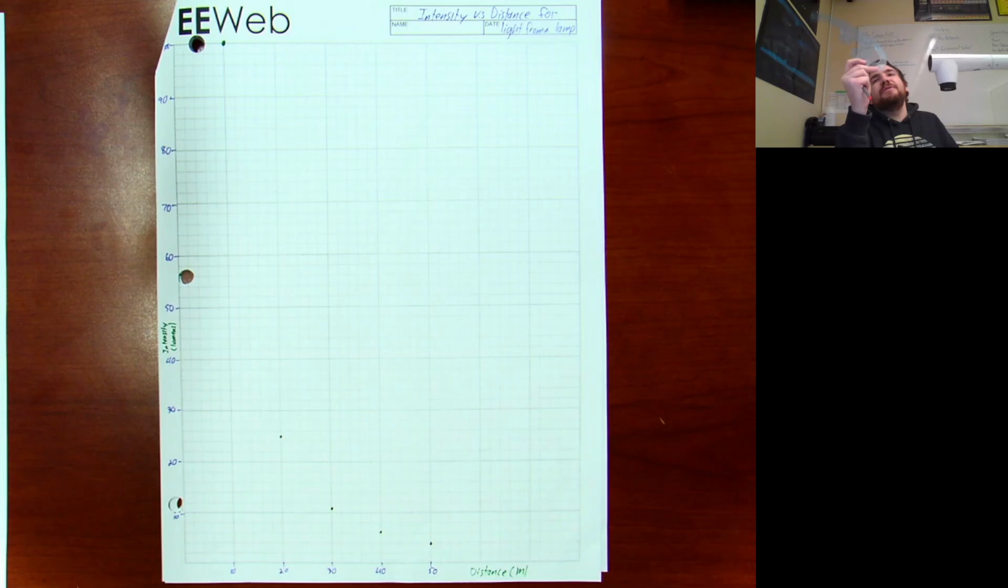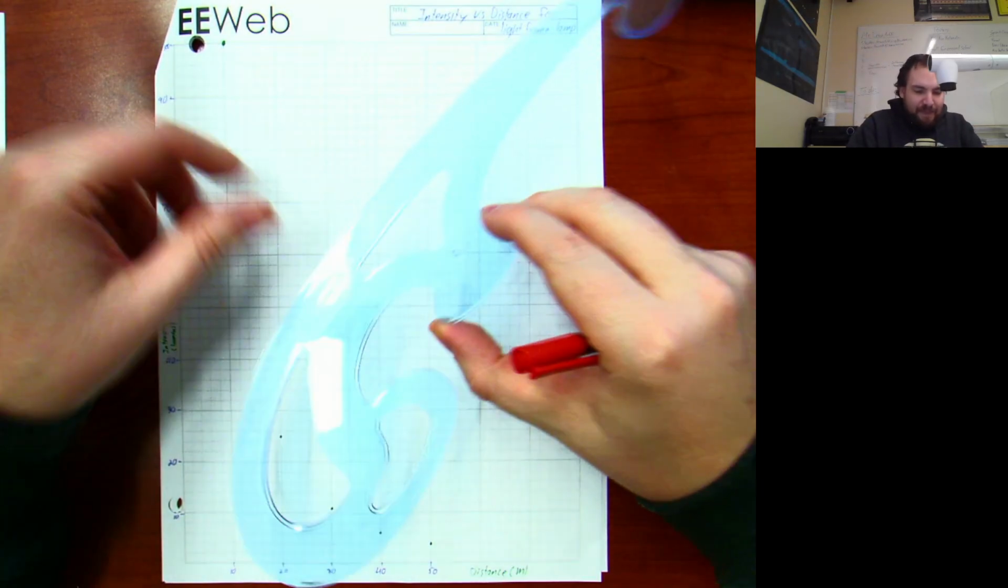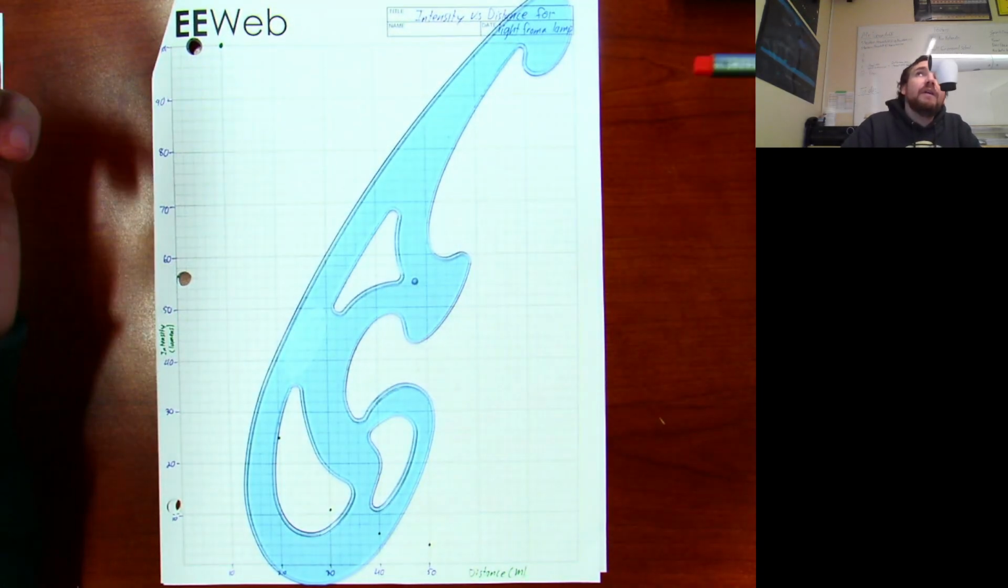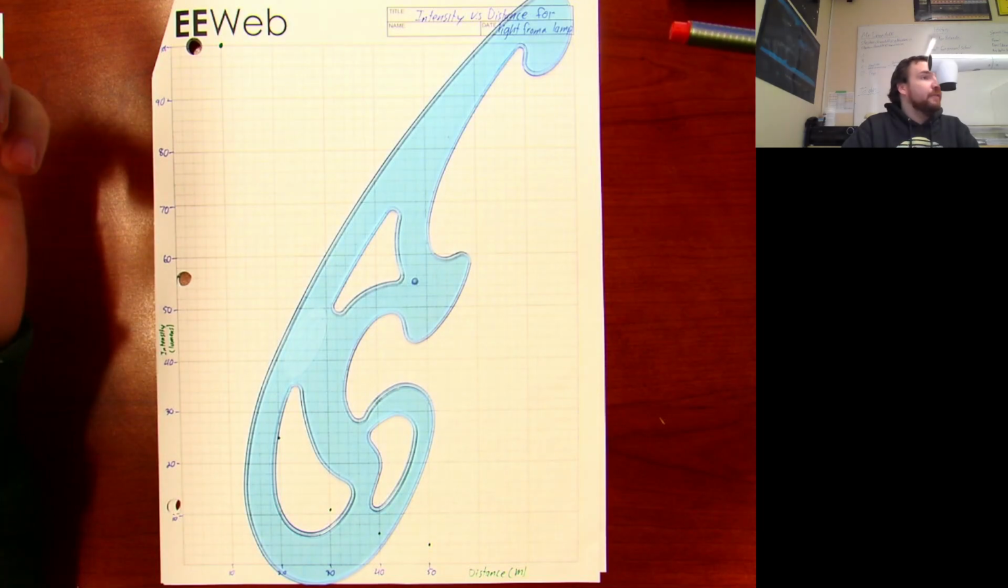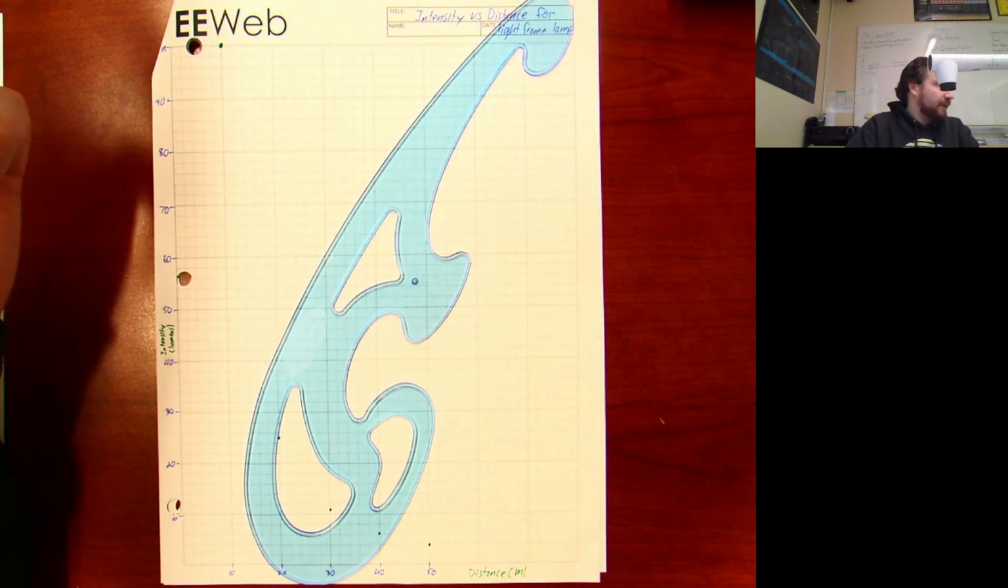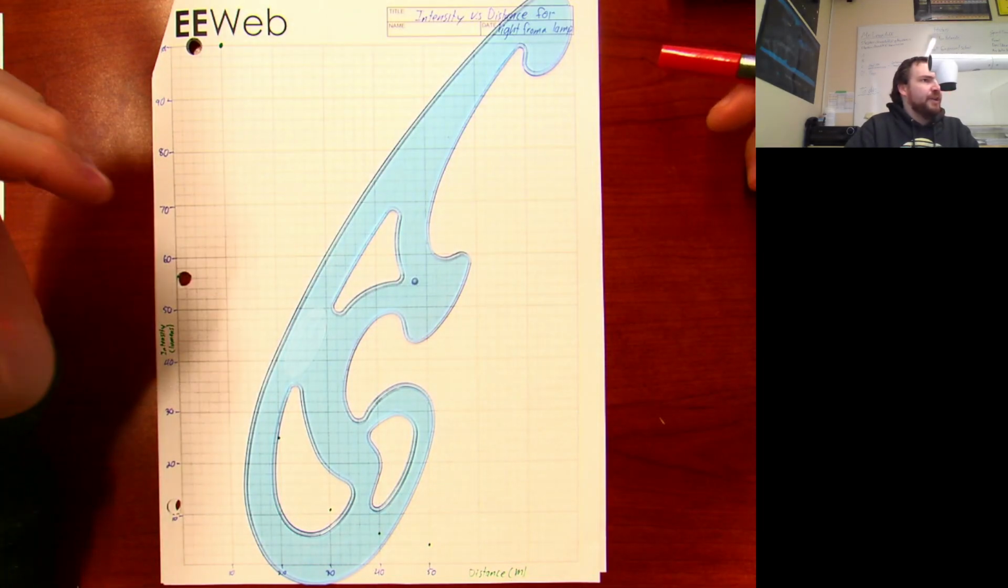And what that allows us to do is create tools like this. This is called a French curve because it's curvy and made by the French.